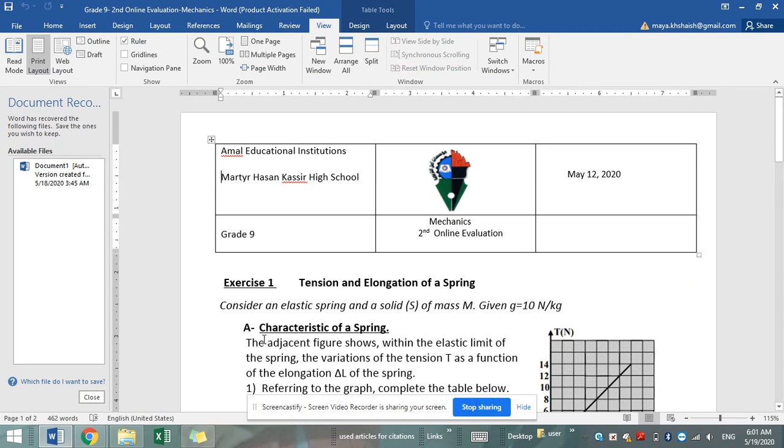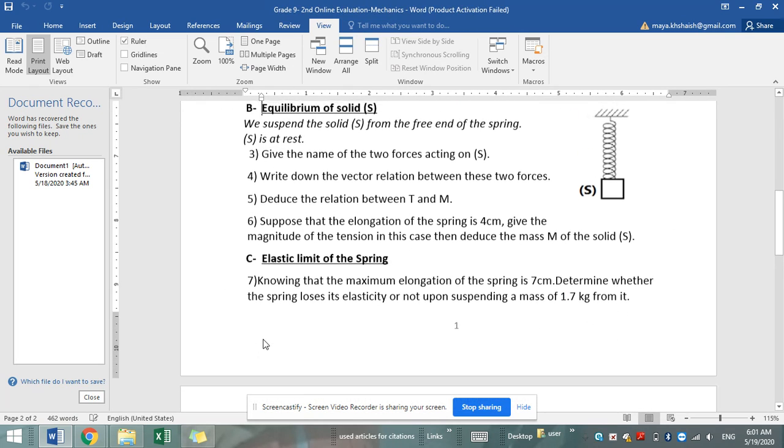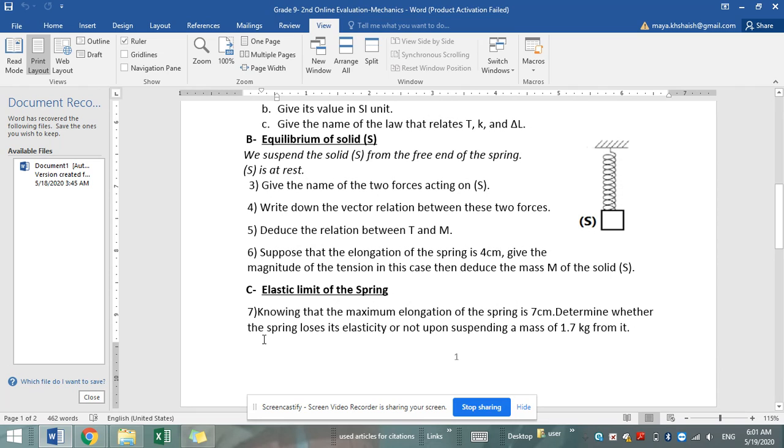Part B. For part B, we are going to study the equilibrium condition of the solid S connected to this spring. We suspend the solid S from the free end of the spring, which is at rest. Give the name of the two forces acting on S.